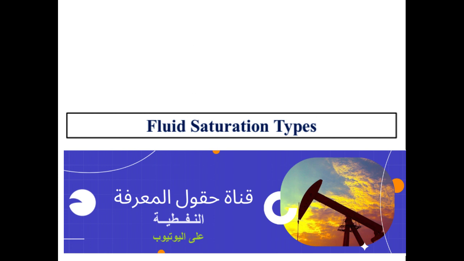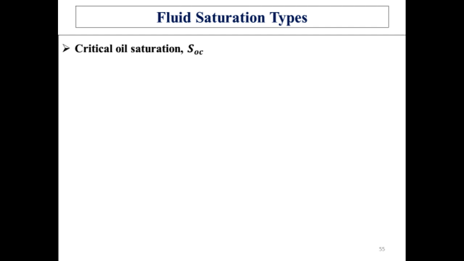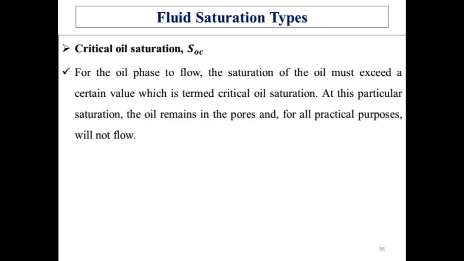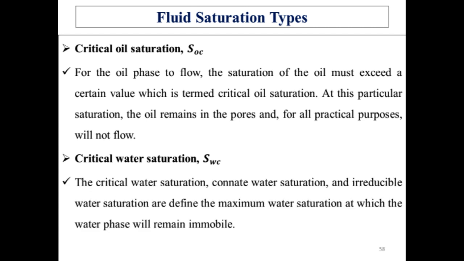Fluid saturation types. Critical oil saturation. For the oil phase to flow, the saturation of the oil must exceed a certain value, which is termed critical oil saturation. At this particular saturation, the oil remains in the pores and, for all practical purposes, will not flow. Critical water saturation. The critical water saturation, connate water saturation, and irreducible water saturation are defined as the maximum water saturation at which the water phase will remain immobile.